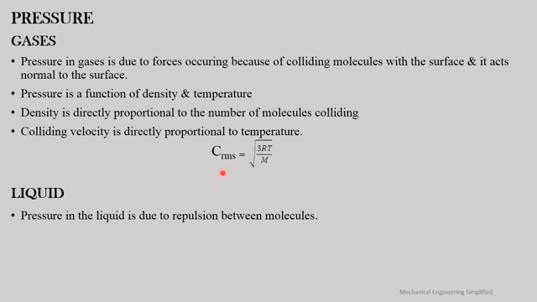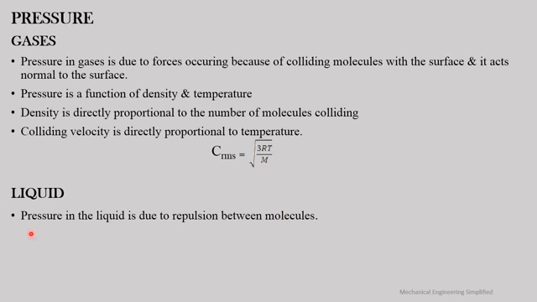According to the kinetic theory of gases, the root mean square velocity, C_RMS, is given by the square root of 3RT by m, where R is the characteristic gas constant, T is the temperature, and m is the mass. In a liquid, the pressure is due to repulsion between the molecules. In the liquid, there is repulsion between molecules, and due to that pressure exists.